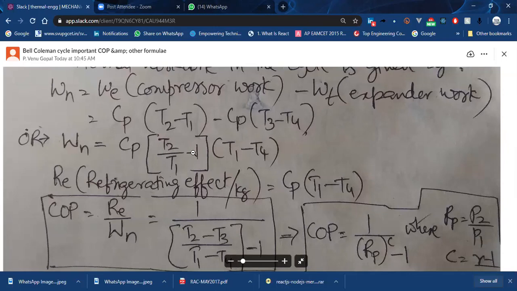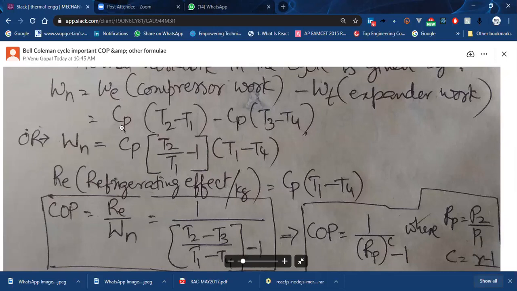Yesterday I showed you the diagram of the Bell-Coleman cycle, right? There we have two things running. One is the compressor, another one is the expander. The compressor is basically used to compress the refrigerant, and the expander is the work generated after expansion. So for the compressor work, we are giving external work to the compressor, whereas the expander work is coming from the system. That's why the net work will be the difference of these two, the compressor work minus the expander work. So that is the net work.